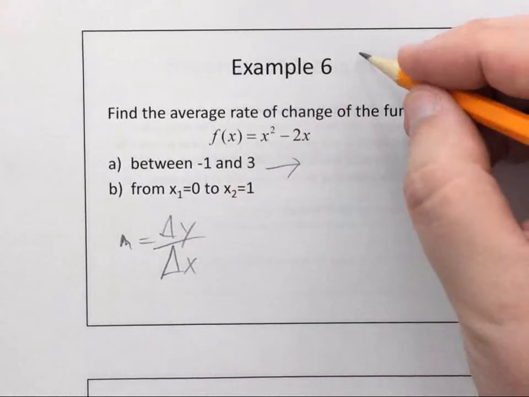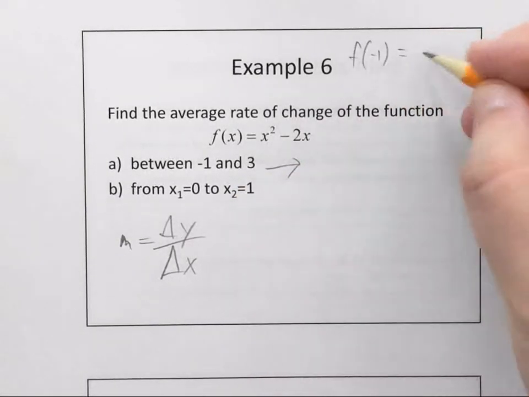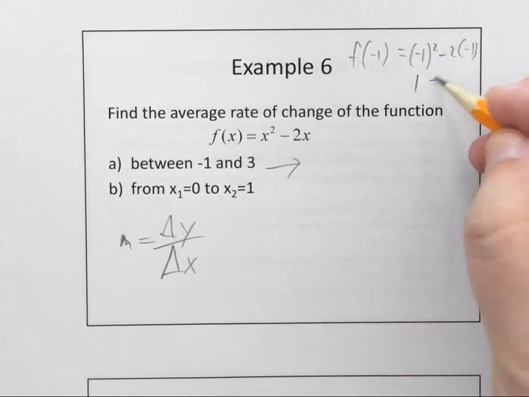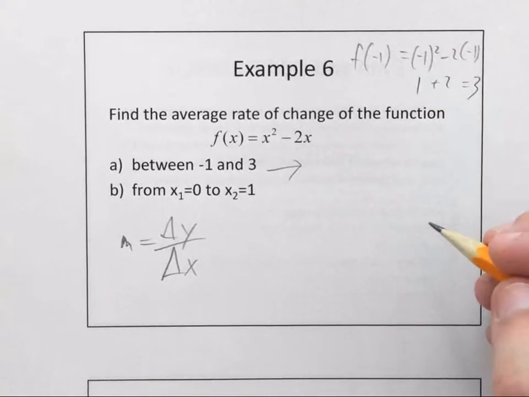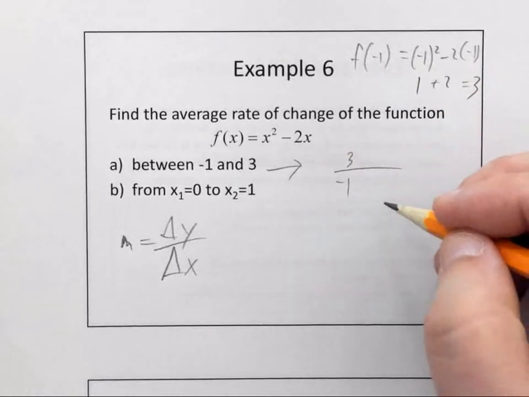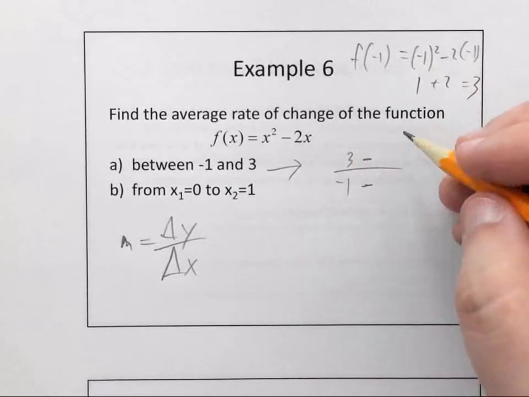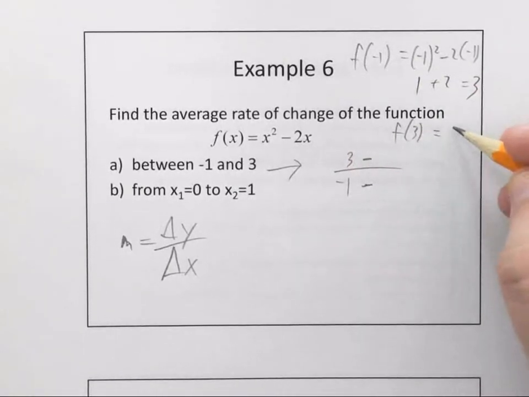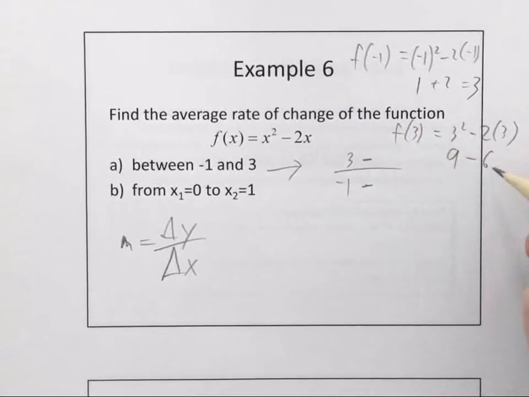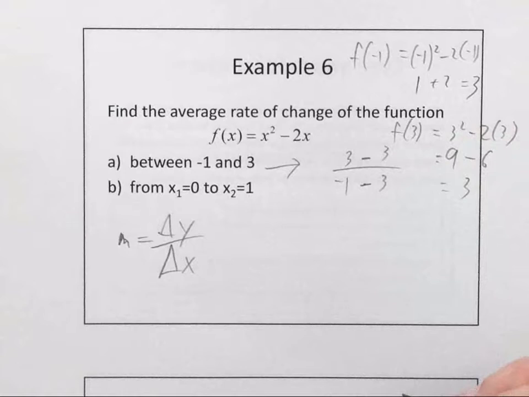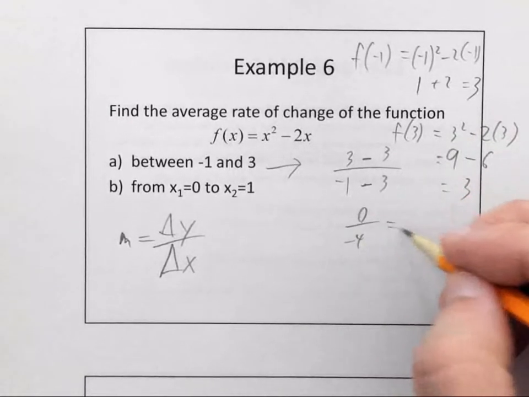Well, I need to figure out what f of negative 1 is. Well, it's negative 1 squared minus 2 times negative 1, but it's going to give me 1 plus 2, which is equal to 3. So negative 1 gives me 3, so I'm going to put those in, 3 over negative 1. Minus, and for the other one, if I do f of 3, that's going to be equal to 3 squared minus 2 times 3, or 9 minus 6, or again, 3. Well, at that point, it doesn't matter what your denominator is because you get 0 over negative 4, which is just the slope of 0.